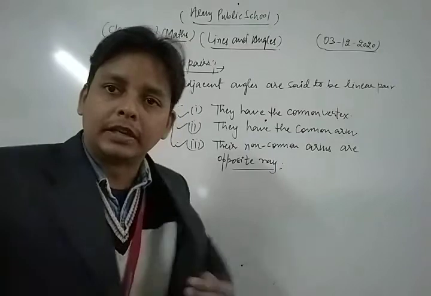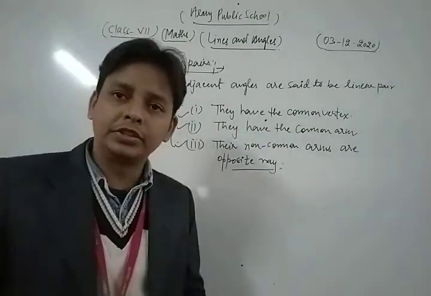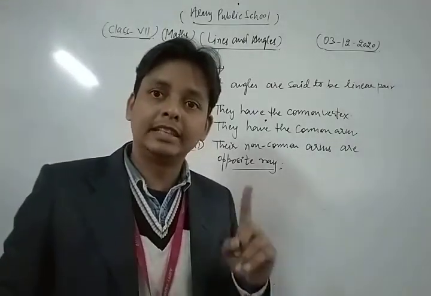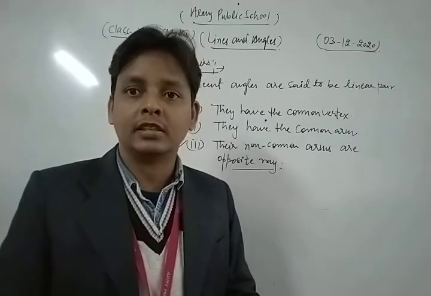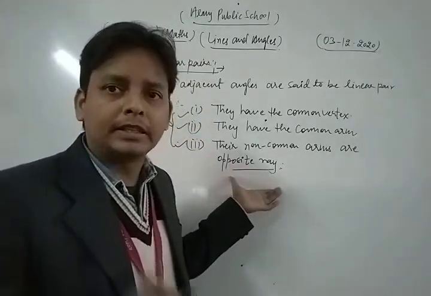of a linear pair. So let's see. Two adjacent angles are said to be a linear pair in which condition, dear students? They have the common vertex O, they have the common arm, and their non-common arms are opposite rays. Now we clear the concept of linear pair with the help of figures.